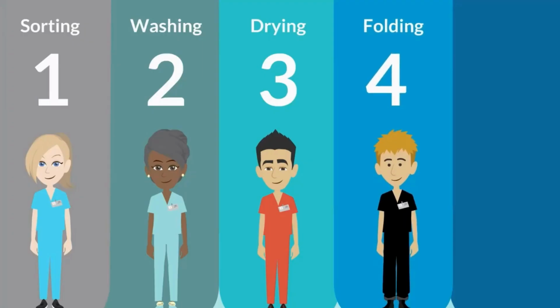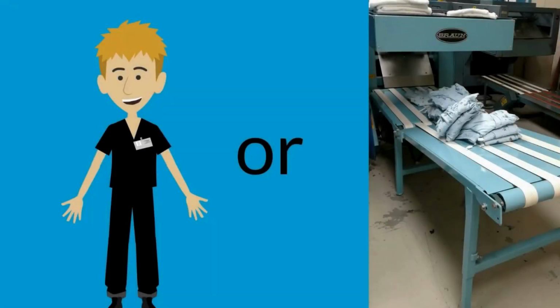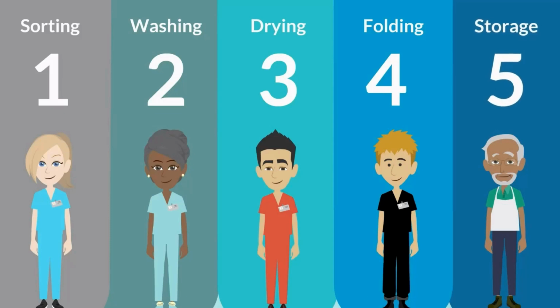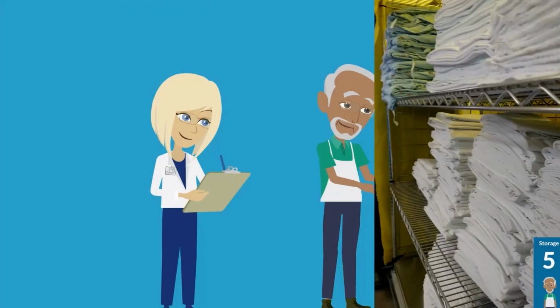The next step is folding. Folding may be done by hand or by automatic equipment. Folded laundry should only be transported through designated clean areas of the facility. The last step is storage. It is very important to use proper practices when storing and transporting clean items for infection control reasons.